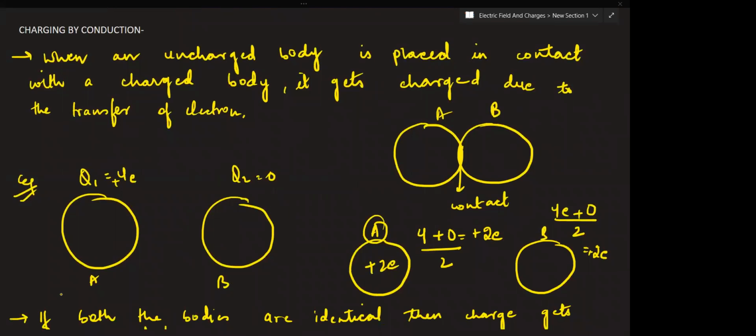Ma'am, charging by conduction always occurs between an uncharged body and a charged body. Yes, whenever an uncharged body is placed in contact with a charged body, transfer of electrons will occur. In case of friction, due to friction force the electrons were getting transferred. Now here, in case of conduction, two bodies are just placed in direct contact with each other.